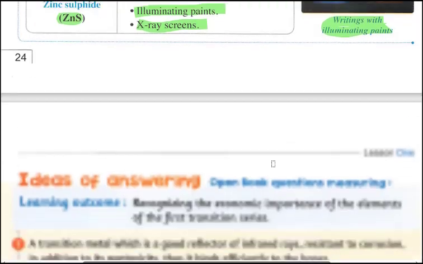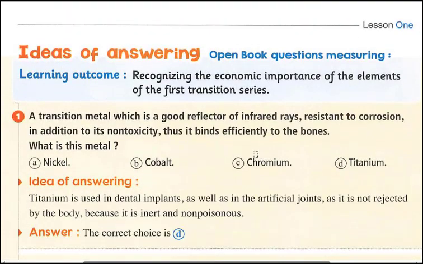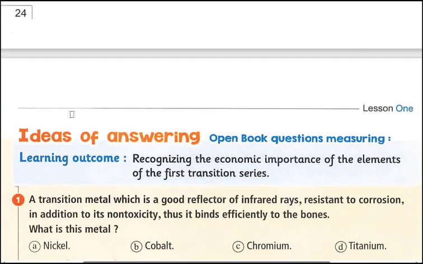Okay, let's have some questions about the economic importance of the first transition series of elements. A transition metal is a good reflector of infrared rays, resists corrosion, in addition to non-toxicity. Non-toxicity here, without saying anything else, it is titanium.